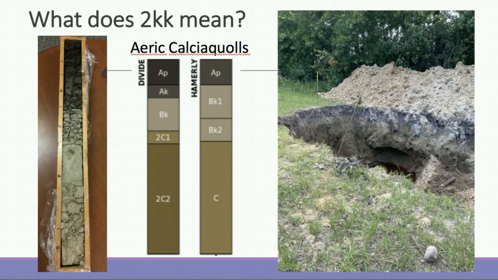This criteria matches Eric Calciaquolls, which means when we are looking for soils that are in CTSG 2KK, we are looking for Eric Calciaquolls. Let's break down this taxonomic name. Aquolls denotes that the soil is of the Mollisol order. Calci is a prefix that tells us calcium carbonate is prevalent in the soil. And lastly, Eric means that the soil has been exposed to air over long periods of time.